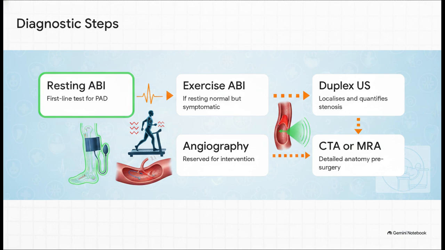We always start non-invasive. Step 1 is that resting ABI we just talked about. But what if the resting ABI is totally normal, yet the patient swears up and down their calf hurts when they walk? Then you move to step 2, the exercise ABI. You get them on a treadmill, and if the pressure drops after exercise, bingo, they have PAD. Once that's confirmed, step 3 is a duplex ultrasound to actually visualize and localize where the stricture is. Steps 4 and 5, the CTA, MRA, and formal angiography, are generally reserved for when you're actively planning a surgical intervention. We definitely do not jump straight to invasive angiography just for fun. It's the final step on the staircase.